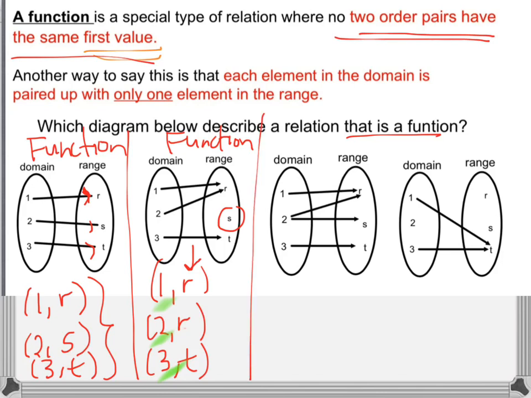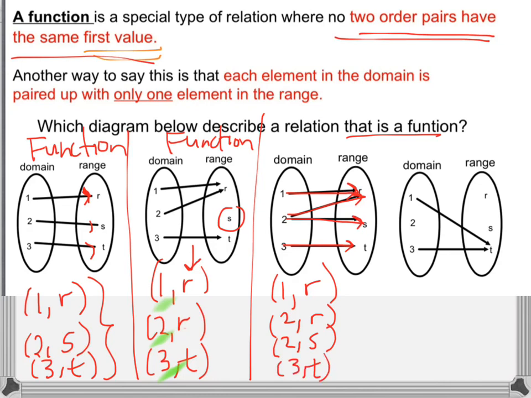Okay, for the next one, here 1 goes to R, so that's the arrow notation. 1 goes to R. 2 gets sent to R. That's that arrow right there. But 2 also gets sent to S. Okay, and the last arrow says that 3 gets sent to T.